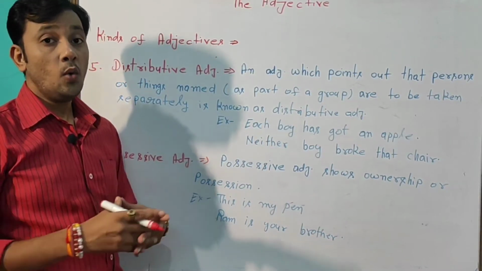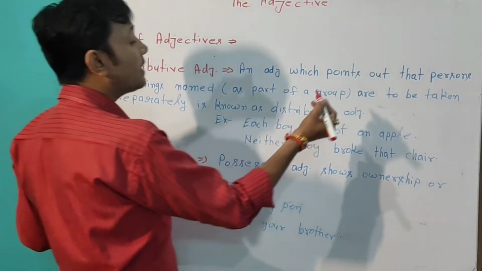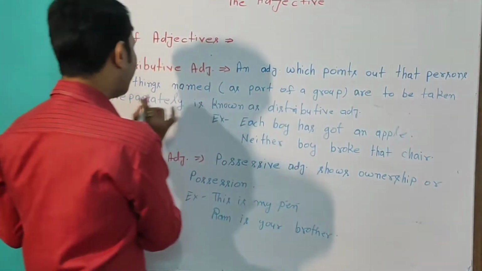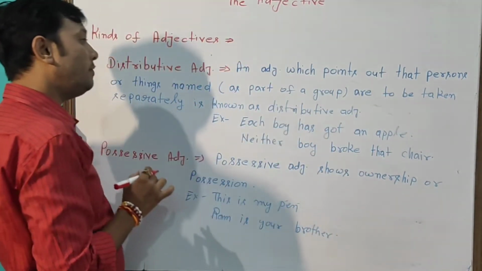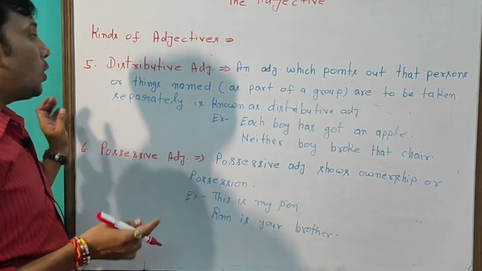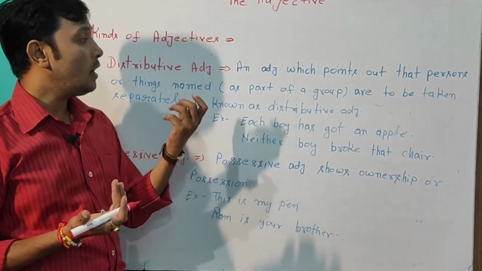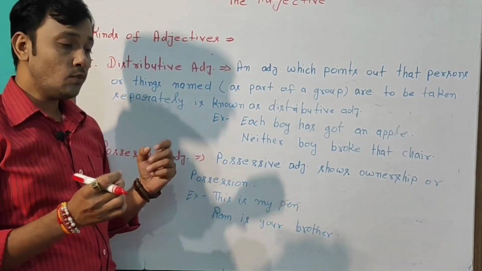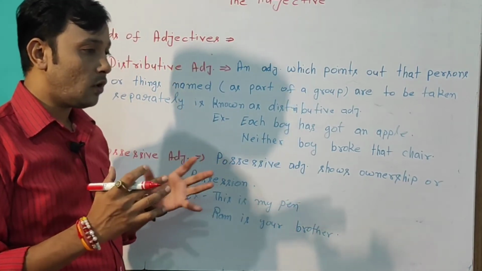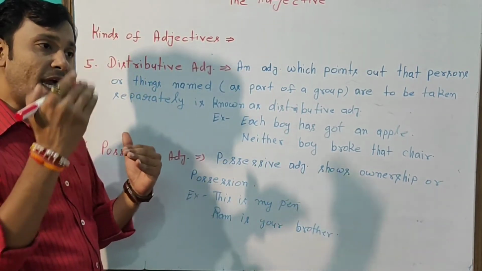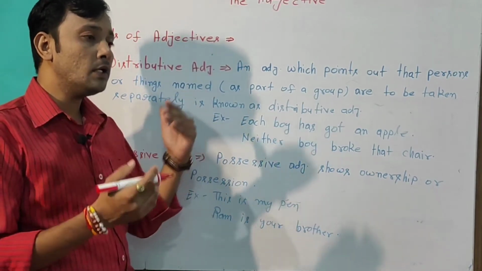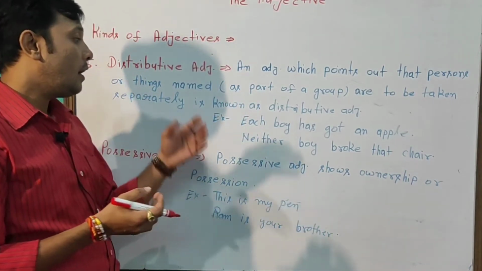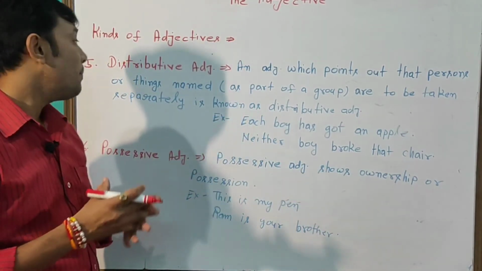Distributive adjective. What is a distributive adjective? An adjective which points out that a person or thing named is to be taken separately is known as a distributive adjective. When a person or thing is in a group, and from that group we want to take a person or thing separately, that time the adjective used is known as a distributive adjective.